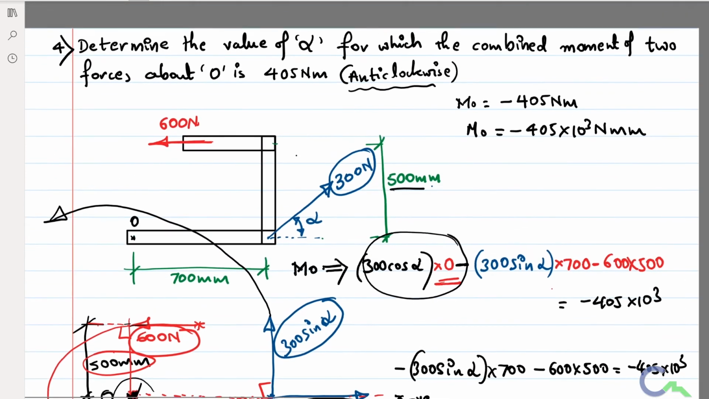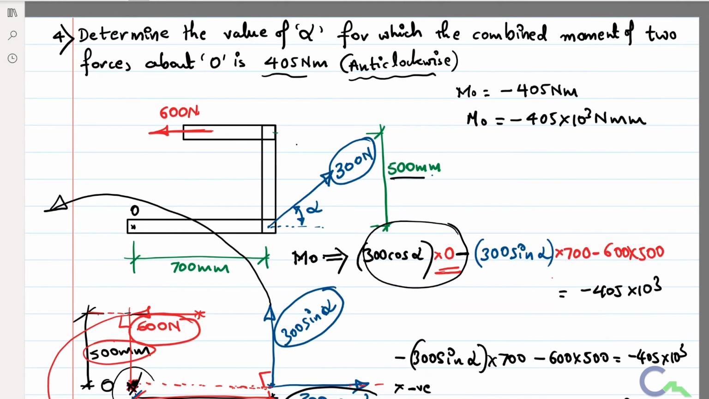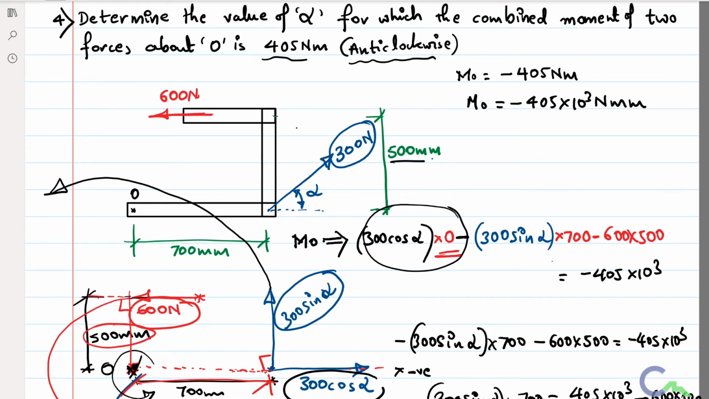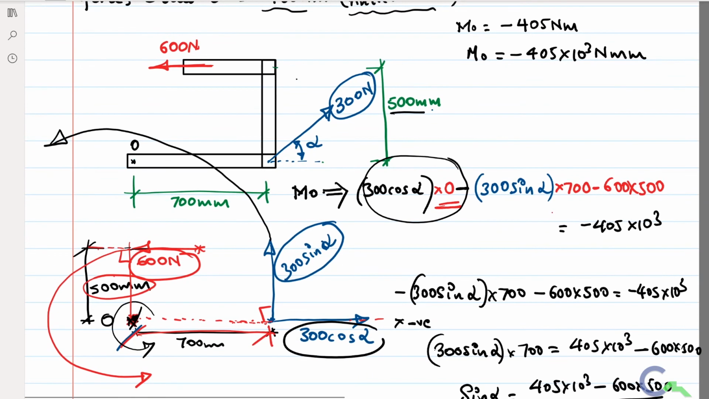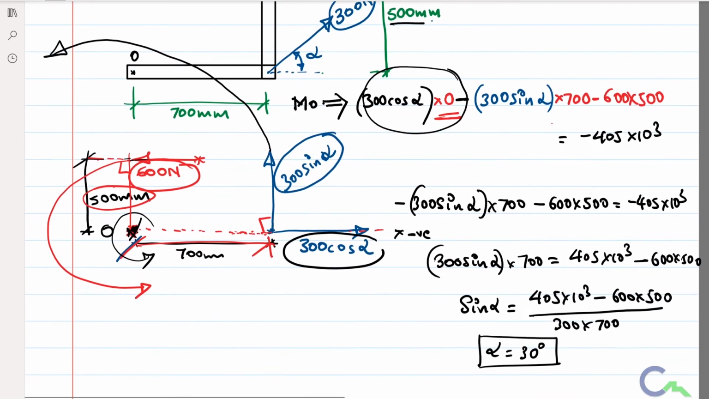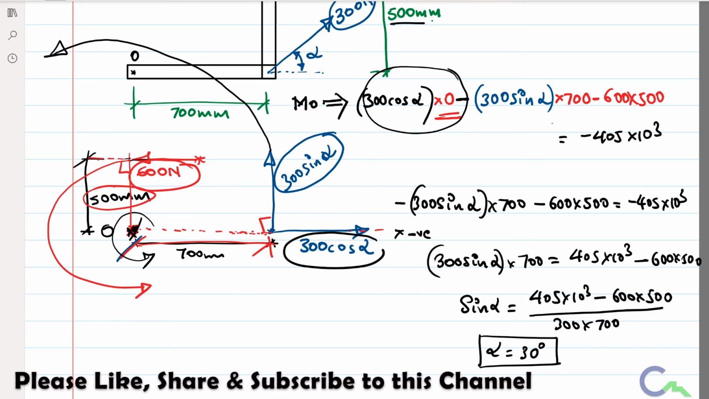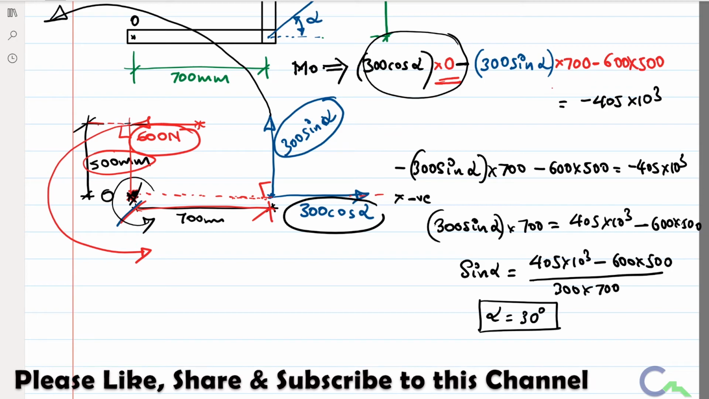So in this question they directly gave the moment about O as 405 Newton meter in anti-clockwise direction. For that we resolved the forces, then we calculated the moment about O, then we substituted it as minus 405 into 10 to the power 3, that is Newton millimeter, then we got the value of alpha.